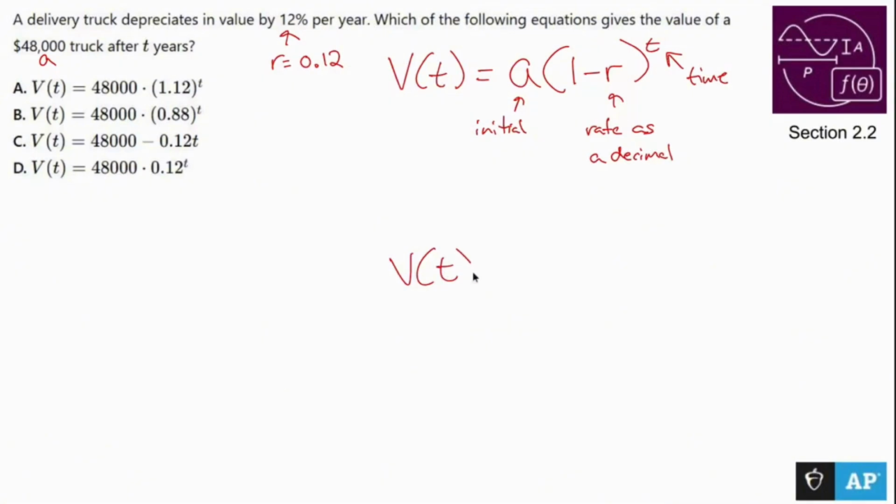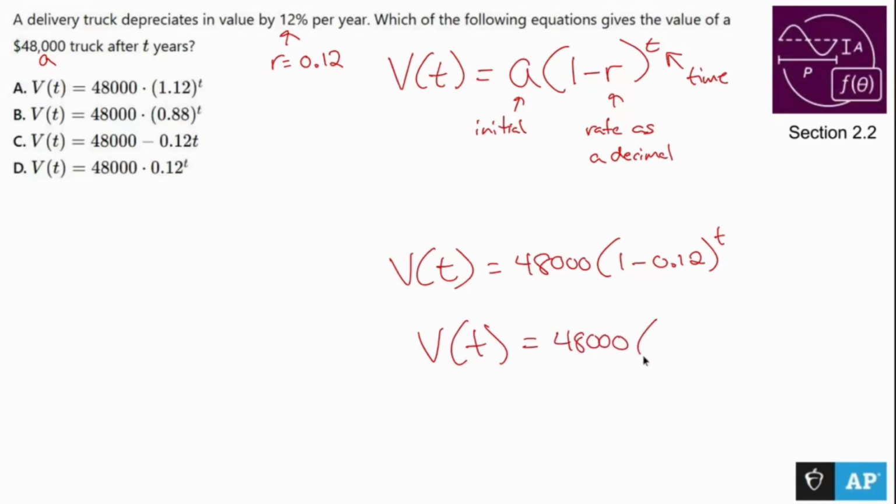So V of T is going to equal 48,000 times 1 minus 0.12, to the T, which ends up being V of T equals 48,000 times 0.88 to the T, and B is my answer, also to the T.